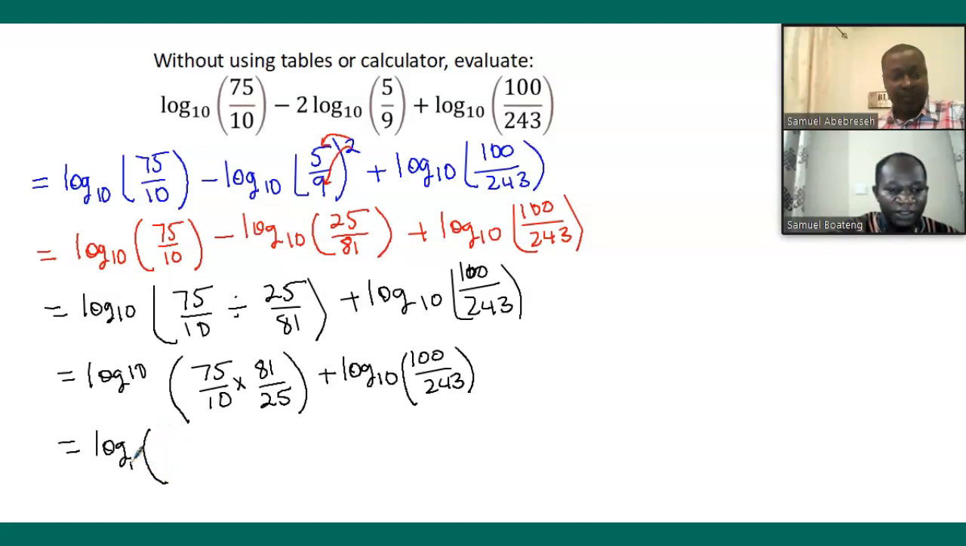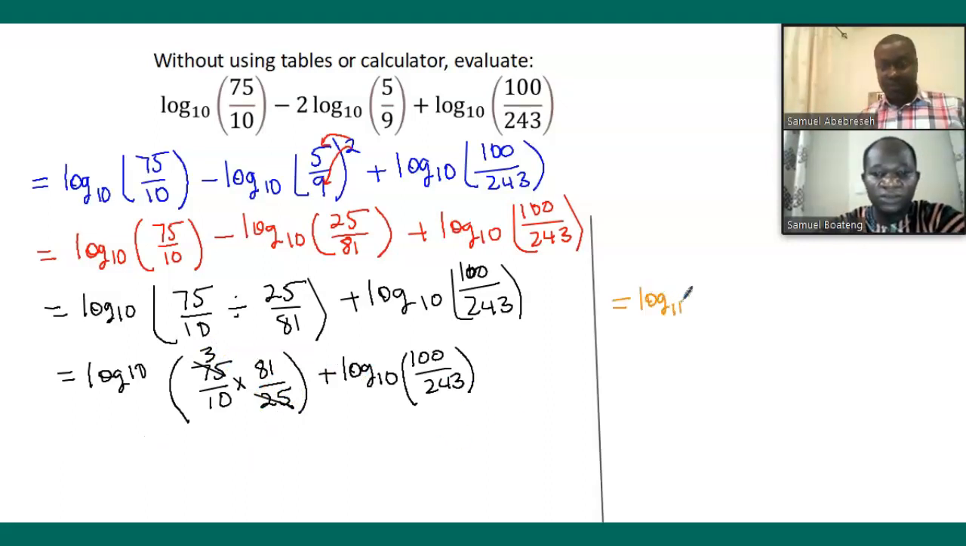So here, 25 will go into 75 3 times. Log to the base 10, bracket open, 3 on 10 times 81 on 1 times 100 on 243. Yes, so we change this one to become multiplication. Good. So 3 will go into 243 81 times.